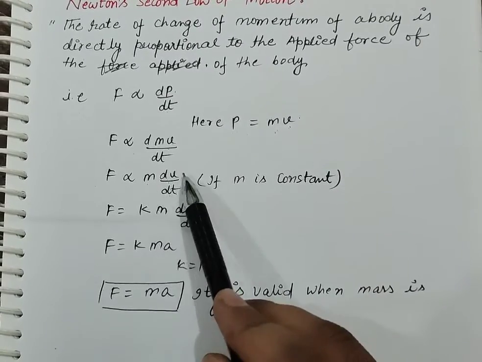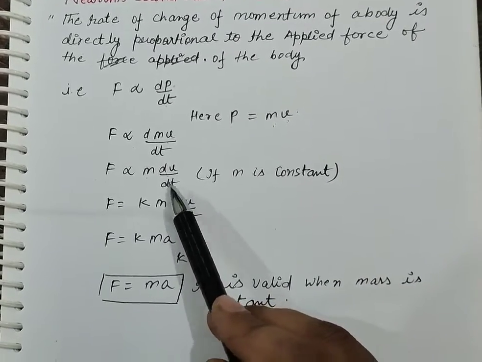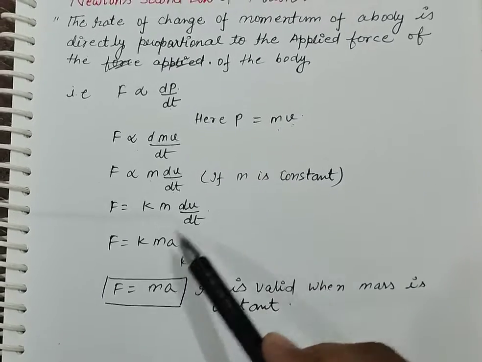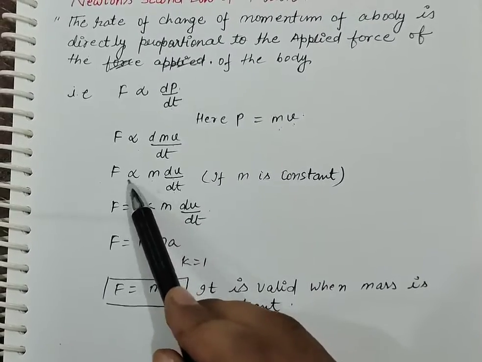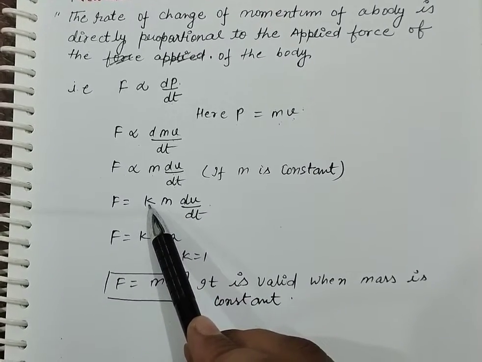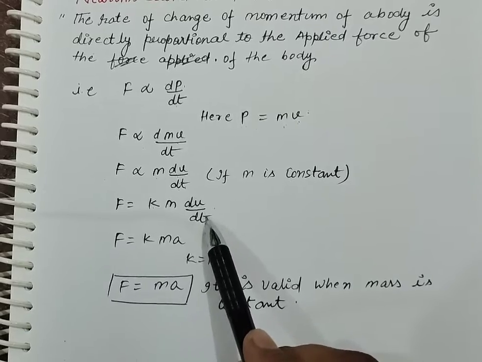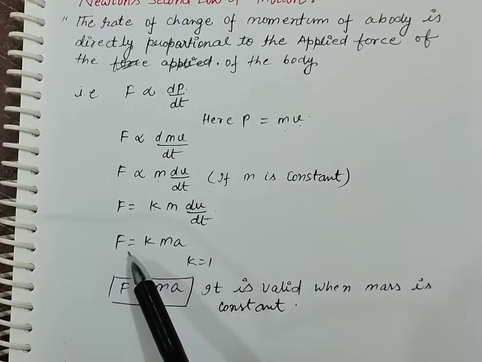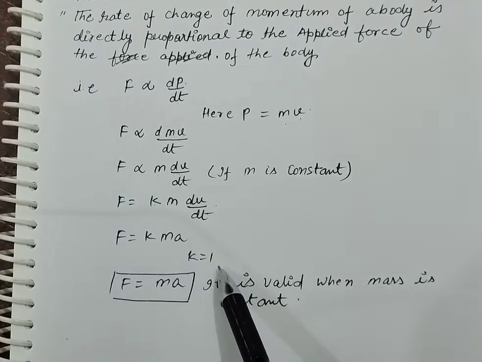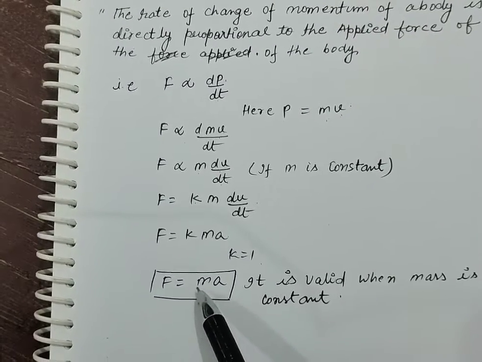If we take m as constant, then dv by dt is the acceleration of the body, that is a. So F is equal to, if we remove the proportionality sign, then a constant will appear: F equals k m dv by dt, and dv by dt is the acceleration. So F is equal to kma. The experimental value of k is 1, so we say that F is equal to ma.